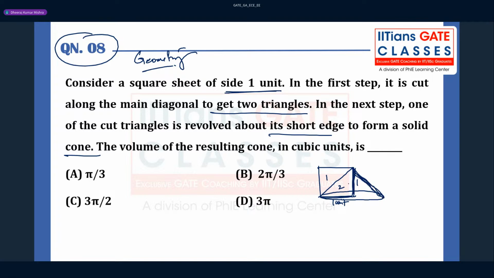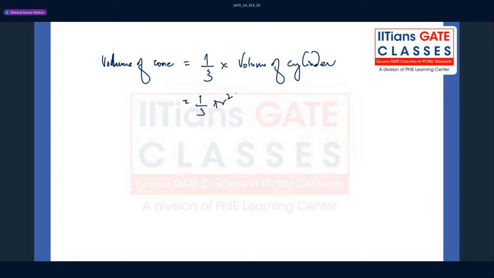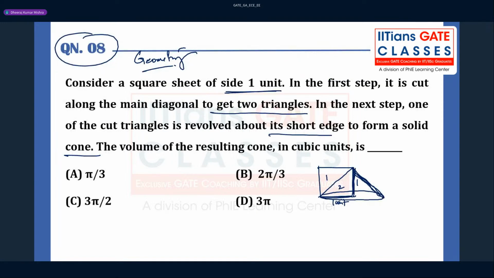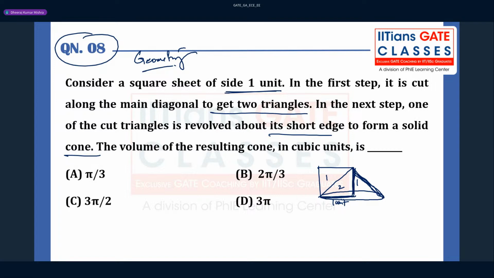So the volume of the resulting cone is what? What is the volume of the cone, guys? Everybody knows the volume of the cone is one third of the volume of the cylinder. This is how we remember the formula, 1 by 3 pi r square h, right? What is the height here? Height is 1, r is 1. So the answer for this question will be pi by 3. Height is 1 and the radius is 1, so certainly the answer for this question is A.